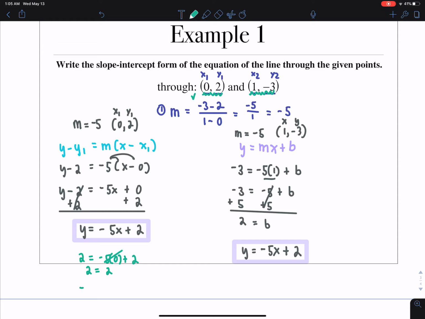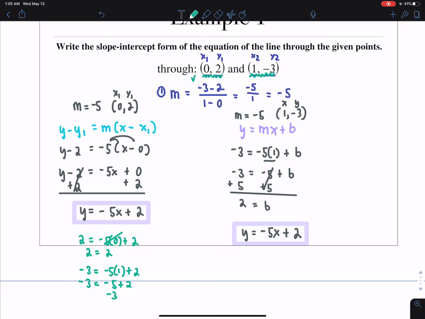And then we can check -3 equals -5 times our x value, which is 1, plus 2. So -3 equals negative 5 plus 2. Negative 5 plus 2 is negative 3. So we end up with 2 equal numbers when we check our first point, and we end up with 2 equal numbers when we check our second point. So we would know with 100% certainty that we have the correct answer. And then you're going to get the same thing with the other one because it's exactly the same line.